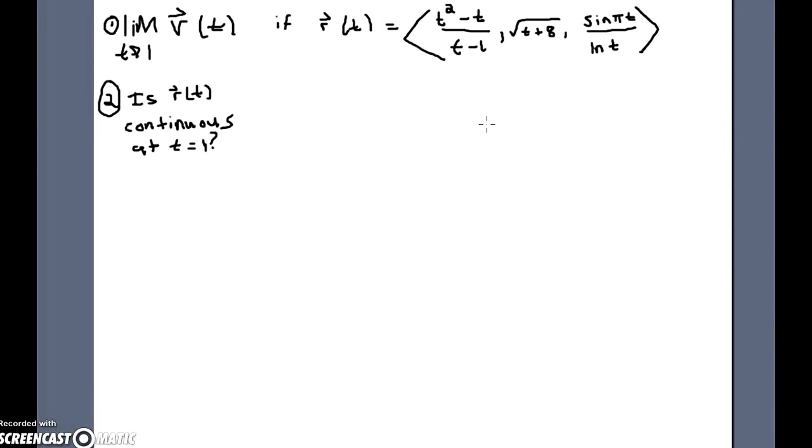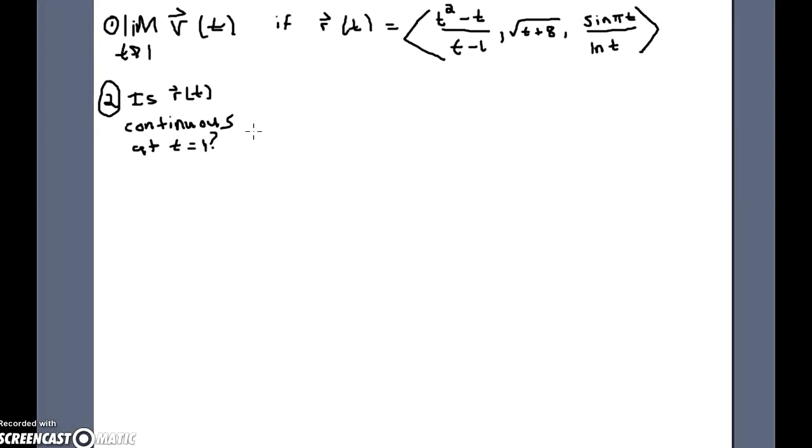As you can see, this is a multivariable calculus topic. We have an x component right here, a y component, and a z component. We have two questions on the table today. The first question is, what is the limit of this vector function as t approaches 1? And the second question is, is r of t continuous at t equals 1?